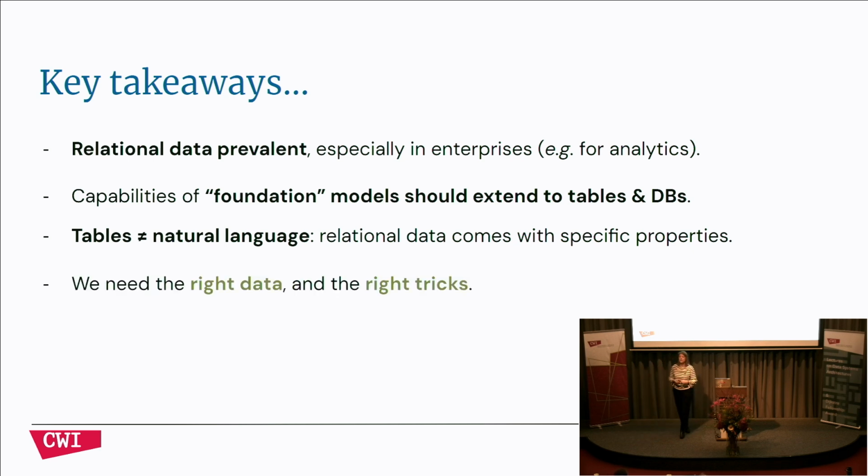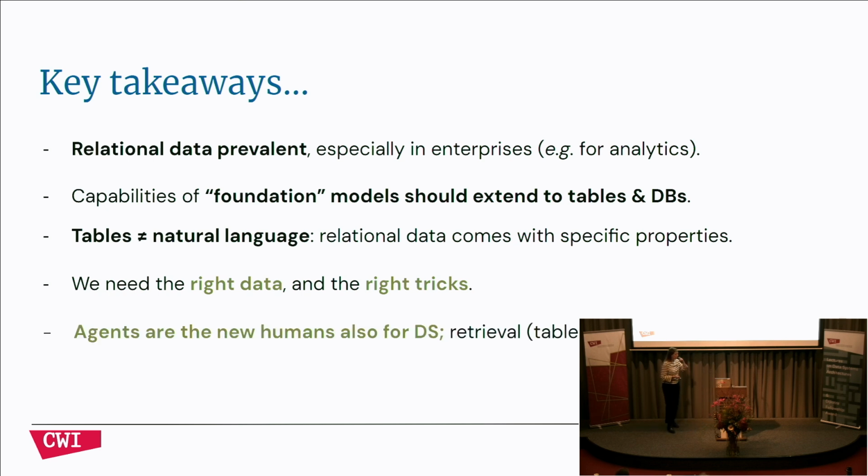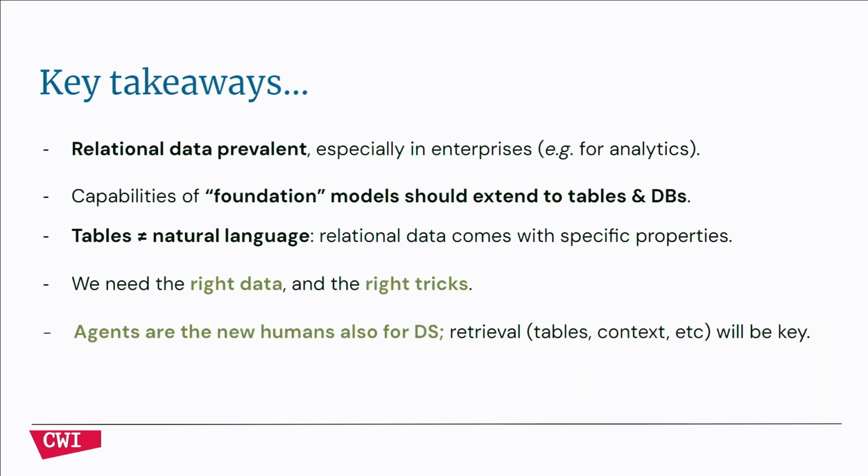But to do that well, we need the right data. We need the right skills, or the right tricks, to adapt these models to structured data. And then perhaps a thought that you can end this day on is that I really think we're moving towards more agentic pipelines. So we need to think about how we are going to design these systems with that in mind. And there, I think retrieval is really key. So we should also be improving our search capabilities for sure.